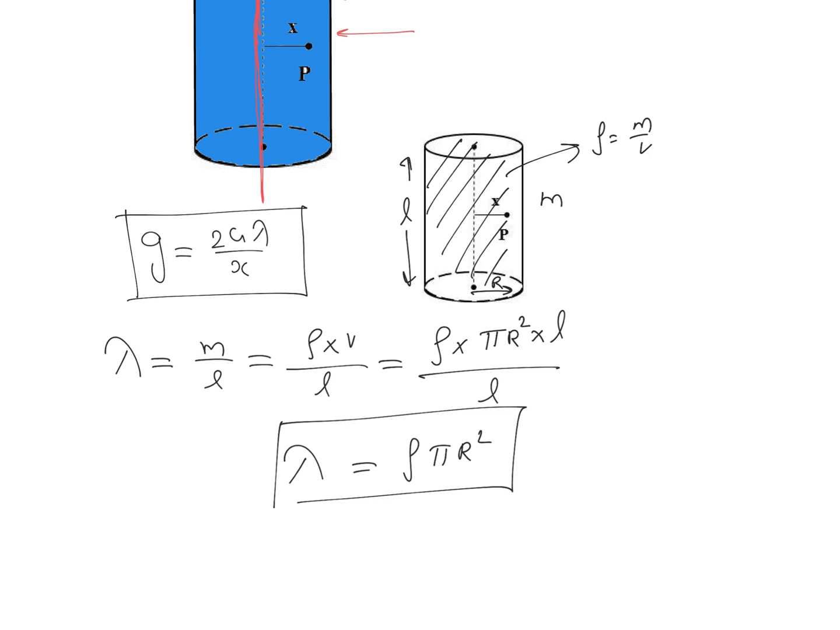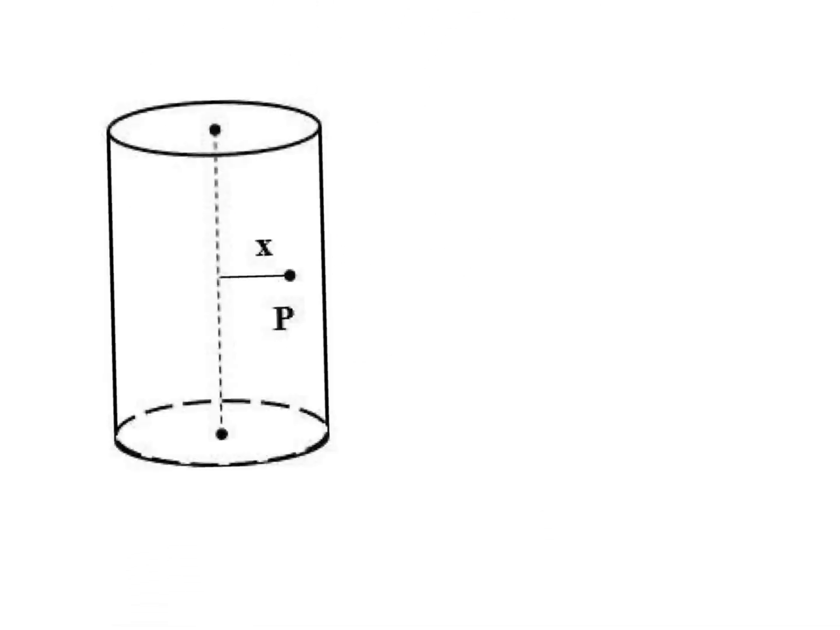Now we can find the value of the gravitational field at different points. We are considering an infinitely long solid cylinder over here, and we are going to find the value of the gravitational field at a point P, which is at a distance x from the center.